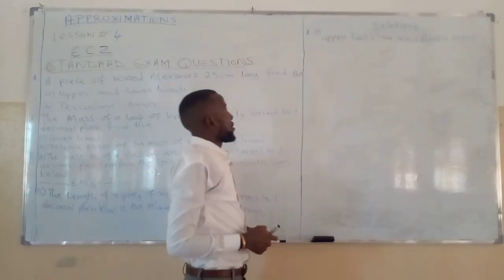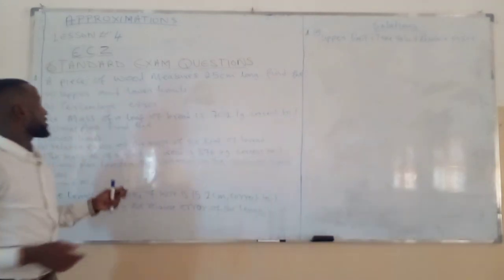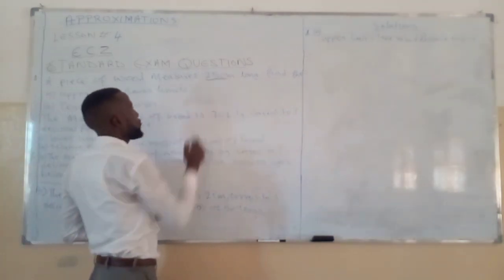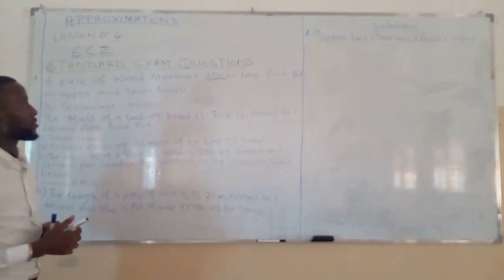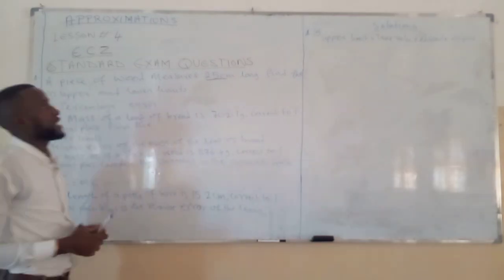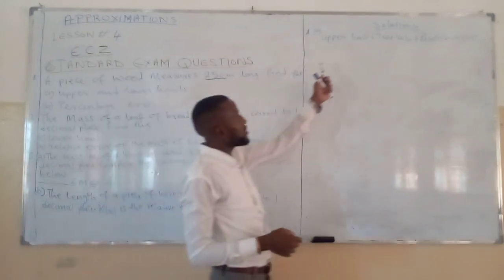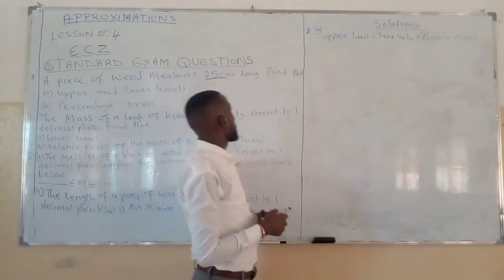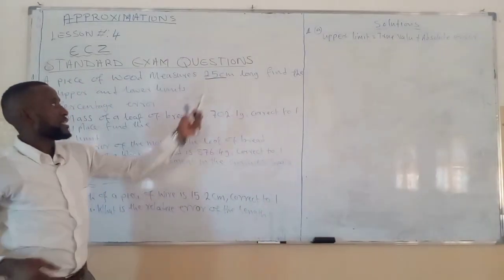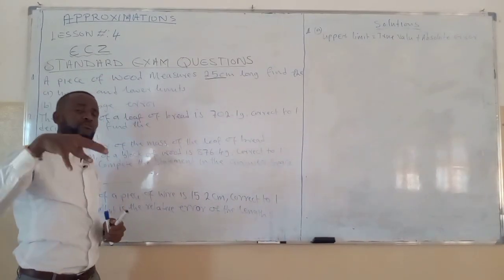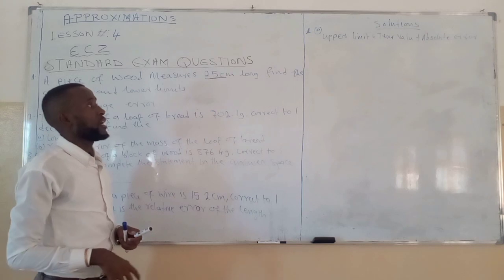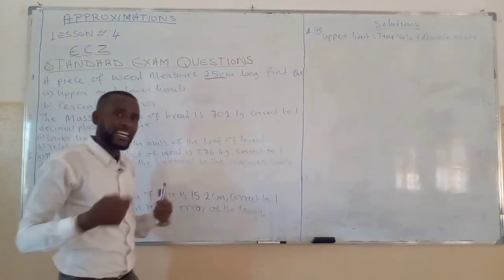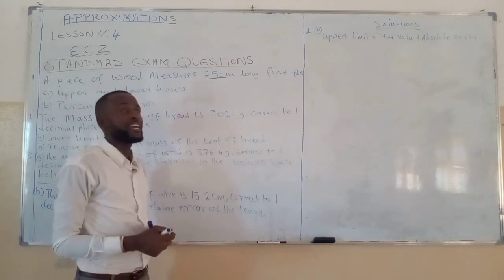So now we need to look at the question. The question is saying that a piece of wood measures 25 centimeters long. Find the upper and lower limits. Since we know the formula for the upper limit, let us find the value. Here they have given me 25 centimeters, which is the true value. Now, we don't know the absolute error. So we need to know how to find the absolute error, then we can find the upper limit.